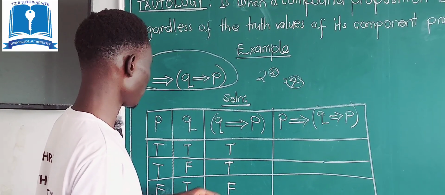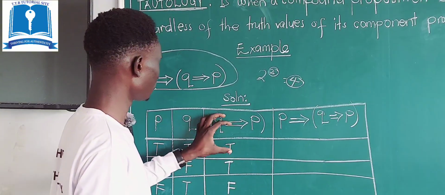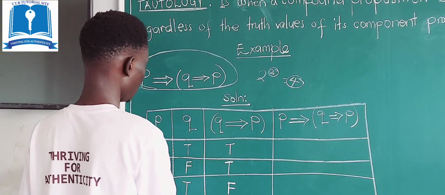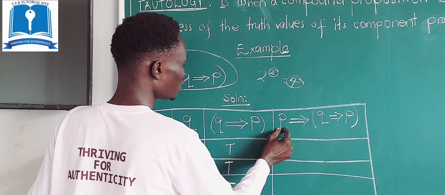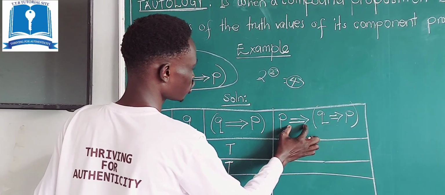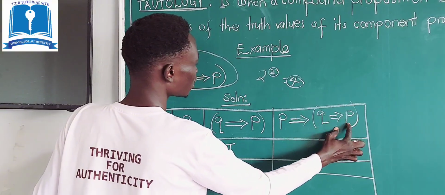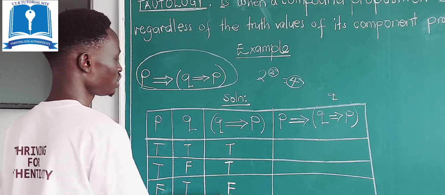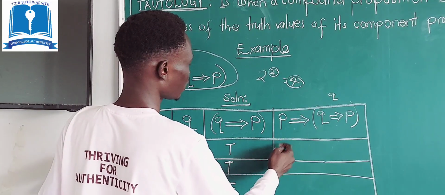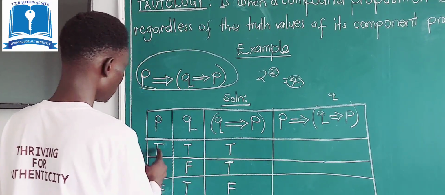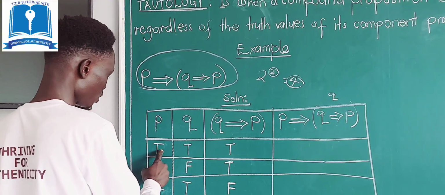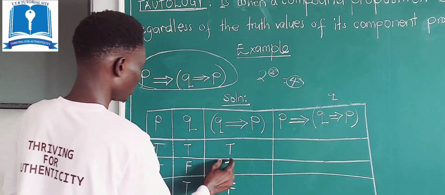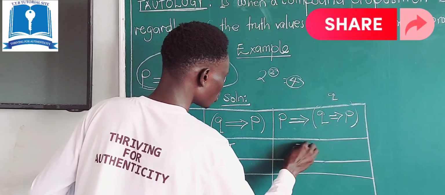After getting this one, we should now get from this. So it is P implication Q implication P. Now this one P, let us put this one to be our Q. It is the same as we defined. Here we have P which is true, and our Q, which is this one, is also true. So it will be true.